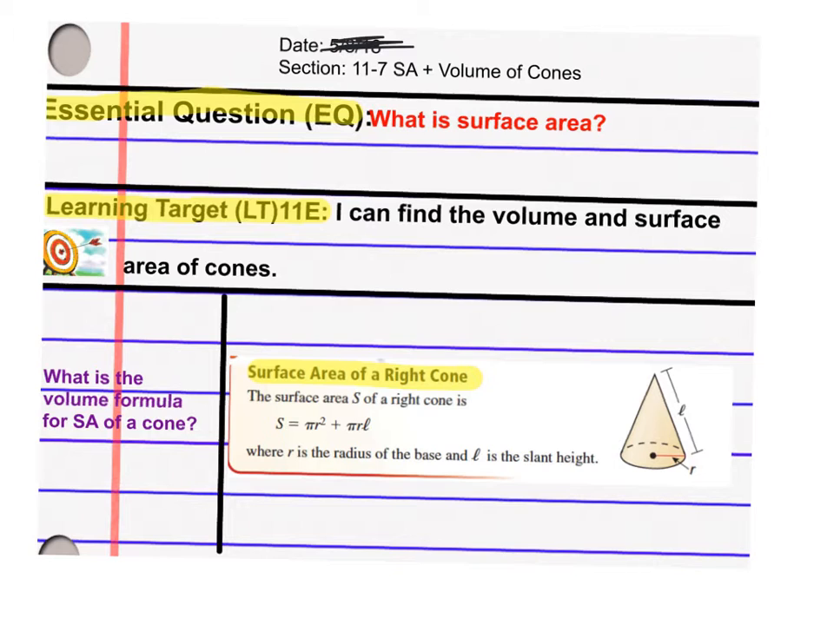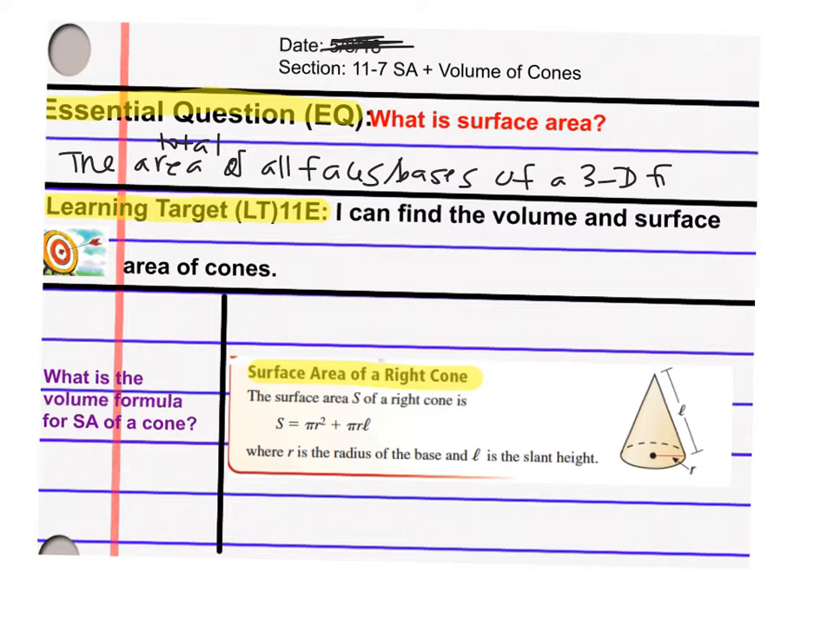So surface area, what is surface area? I'll even just answer that right up here. It's basically the total area of all faces, bases of a 3D figure. So it's kind of like, if you have a cereal box or a Kleenex box and you find the area of each side and add it up, that's the surface area.